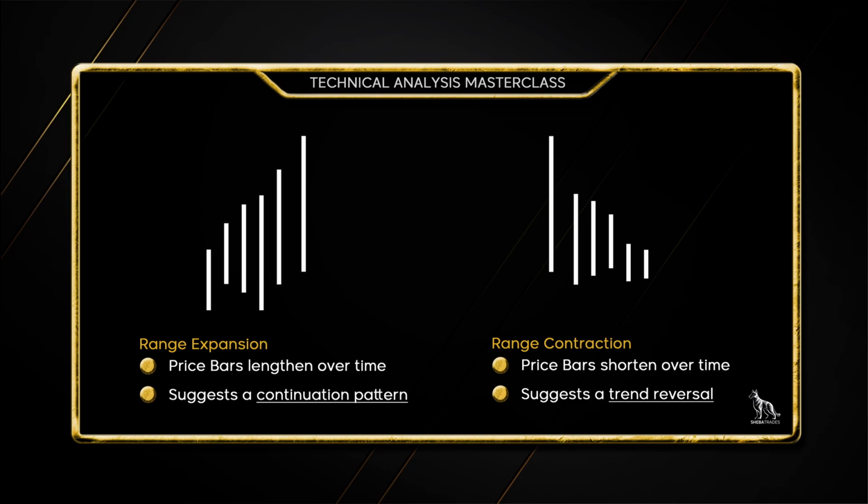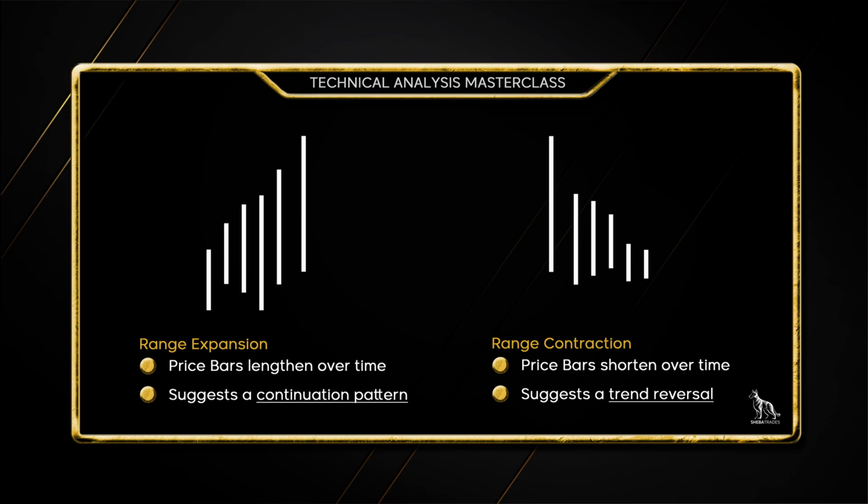So if we look at these examples here on the left, we have range expansion. You can see that the price bars are lengthening over time. You could look from going from the left to the right, how they tend to be lengthening. And that would suggest the continuation of the trend or a continuation pattern. If it's expanding, whichever way it's going, it could be up or it could be down, whatever way the trend is moving at that time.